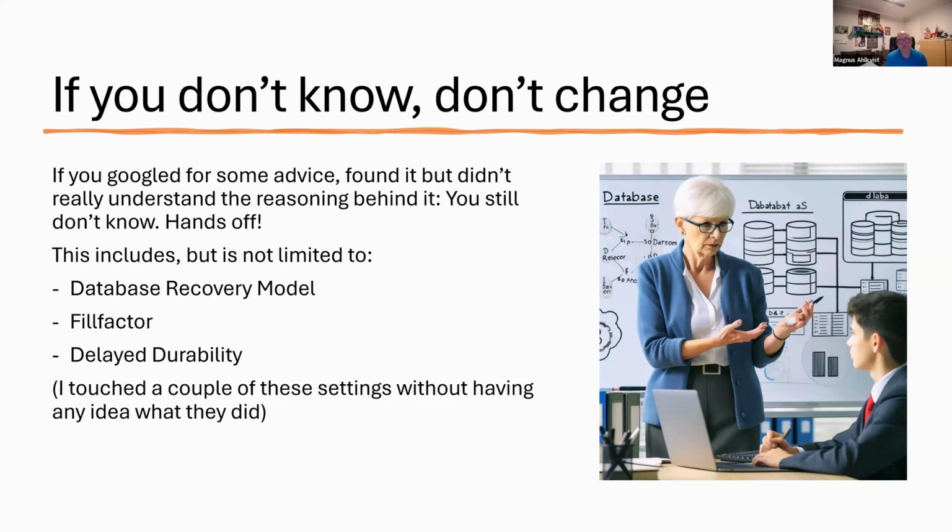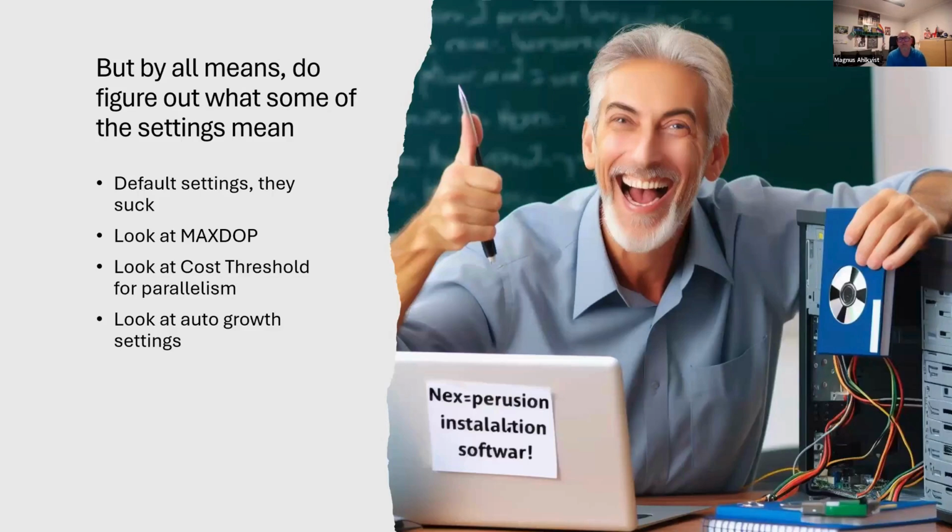So I touched these settings without having any idea what they did, and there are quite many settings on a database and on a SQL Server instance. And if you don't know what they mean, then don't change them. But by all means, do figure out what some of these settings mean, because the default settings by doing a next installation on SQL Server isn't perfect. So look at the max dop, figure out what it means, and then change it. Look at the cost threshold for parallelism. And once you understand what it means, you probably understand why you would want to change that.